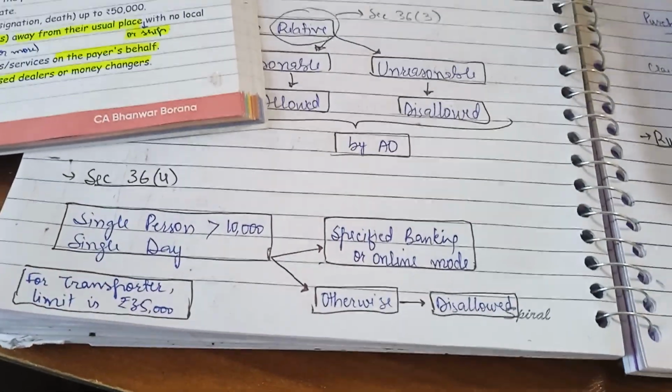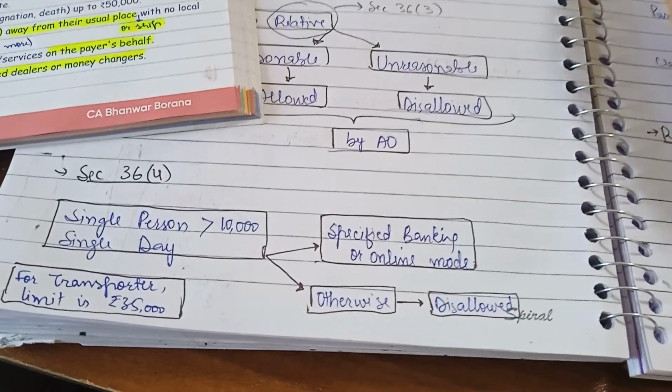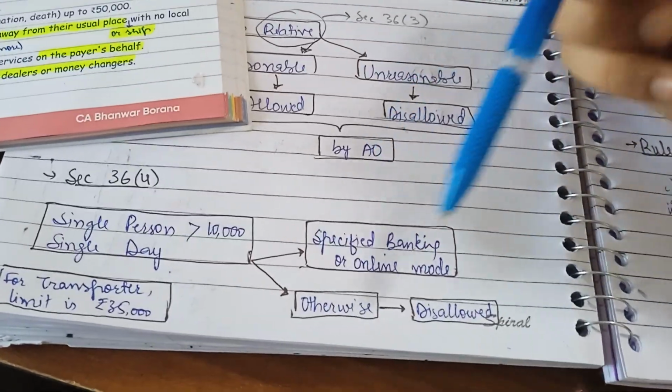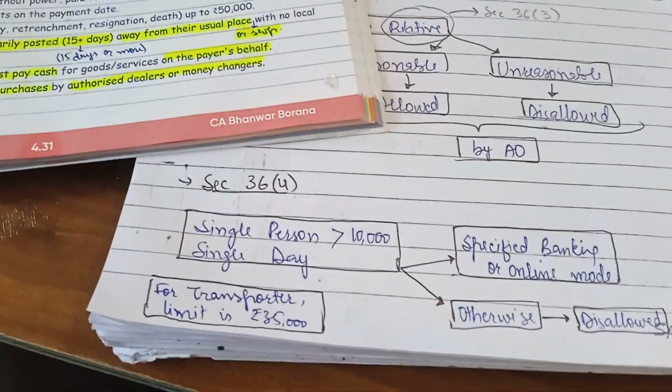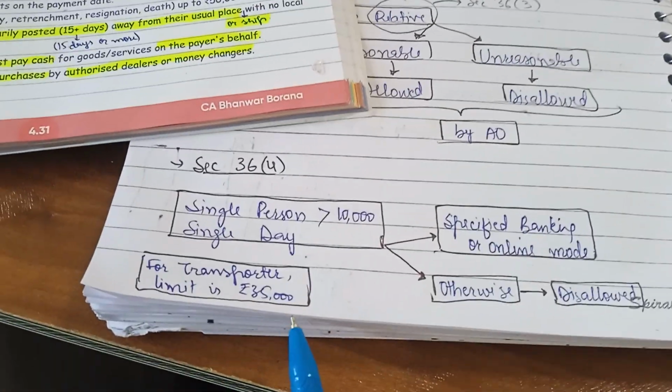Means in case we make payment through cash or cross check, which is not considered as a specified banking mode, it will be disallowed, 100% disallowance. But the limit is 35,000 rupees in case of transporter.